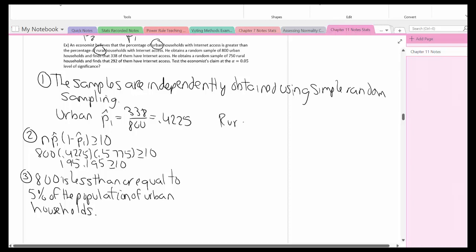Okay, now let's do rural. So that's going to be what? p hat 2. That's going to be 292 over 750. That's approximately this to 4 decimal places. Now, let me write these two particular conditions for rural now.